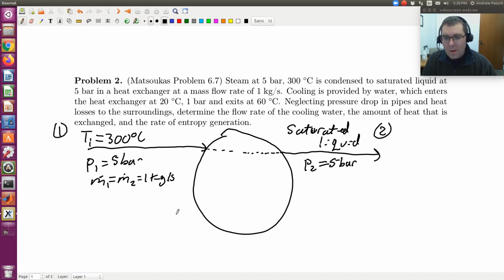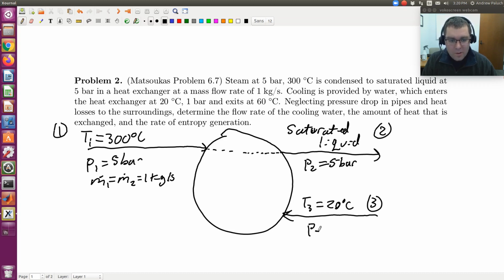Then it's going to be cooled using water. My cooling water in, I'll call this stream 3. Cooling is provided by water, which enters at T3 equal to 20 degrees C, and my pressure P3 is equal to 1 bar. Now I know at 1 bar my saturation temperature is 100 degrees C, so this is going to correspond to compressed liquid.